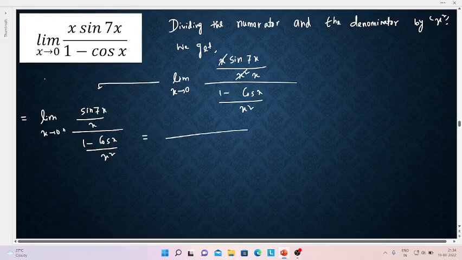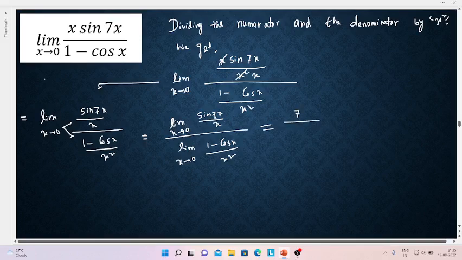So now we can split the limit into two parts, the numerator and the denominator. So the numerator will become limit x tending to 0 of sine 7x upon x, and in the denominator we have limit x tends to 0 of 1 minus cos x upon x square, right? So now you can see that the numerator has value 7, because sine kx upon x tends to k when x tends to 0. I mean limit x tends to 0 of sine kx upon x is nothing but equals to k, right?